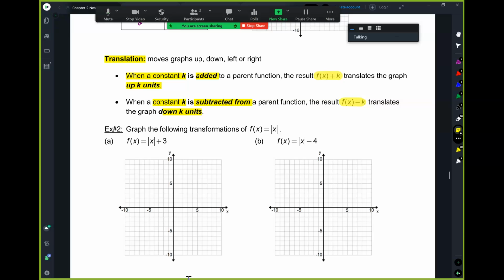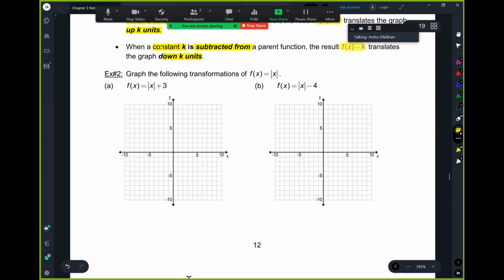So it all starts from the parent function. You take the parent function and you add a number or subtract a number from it. So take a look at this next one. You have f of x equals root x plus 3. Where's the parent? Not root x, absolute value x. Where's the parent function? What's the parent function of this one?